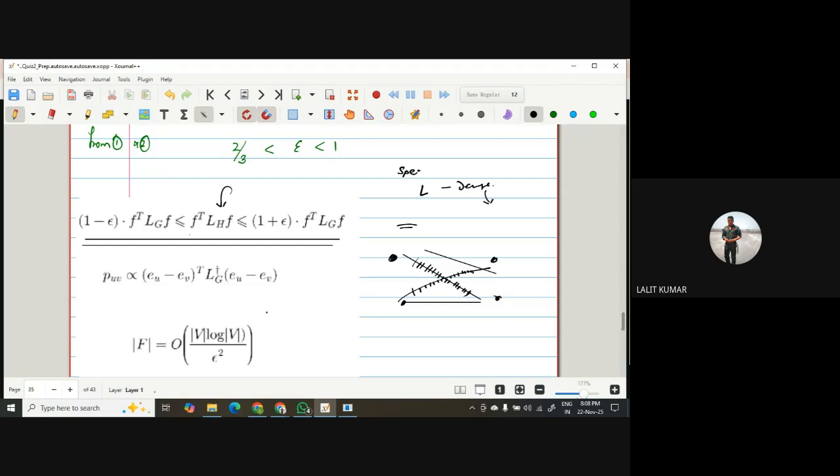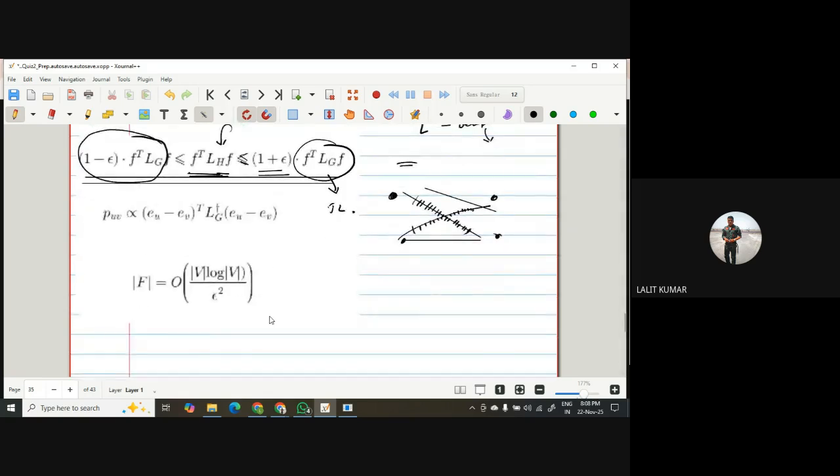So this is a formula: when you find the distance, f transpose L_H f will always be less than or equal to 1 plus epsilon times the original, and greater than or equal to 1 minus epsilon times the original. Try to correlate this with your JL lemma. He had said they will not be asking questions on this, but they might ask about the notation. The complexity is O(V log V by epsilon squared).